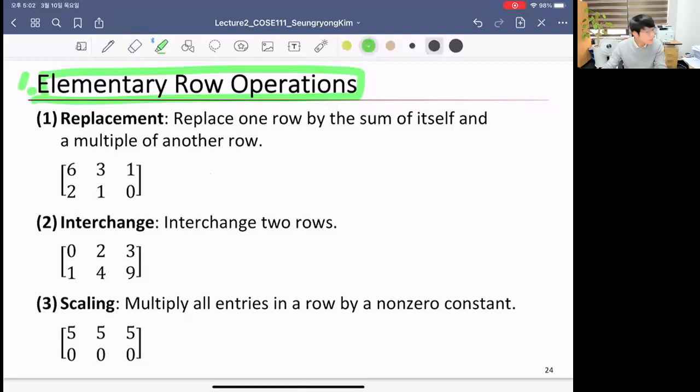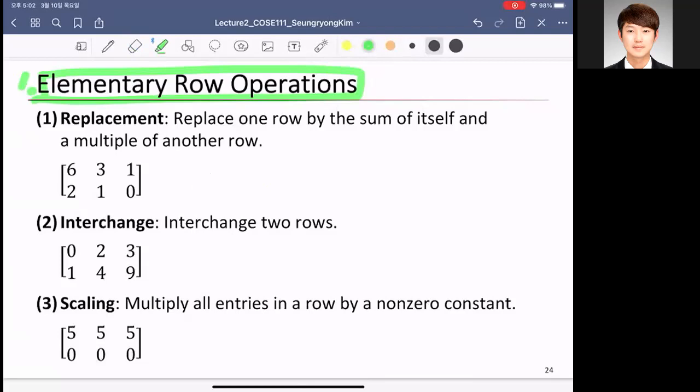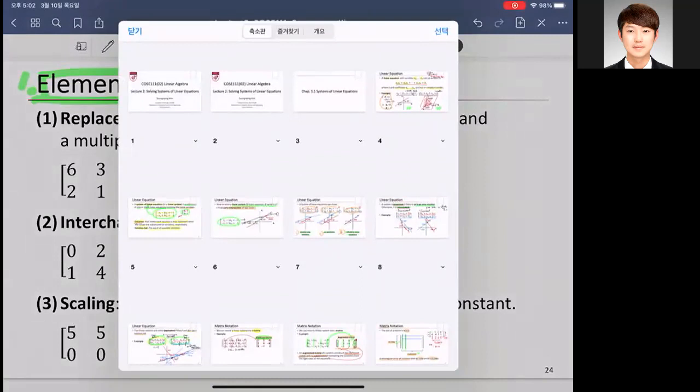Okay, let's get started. So today we will start with elementary operation. Before starting, I'd like to recap.